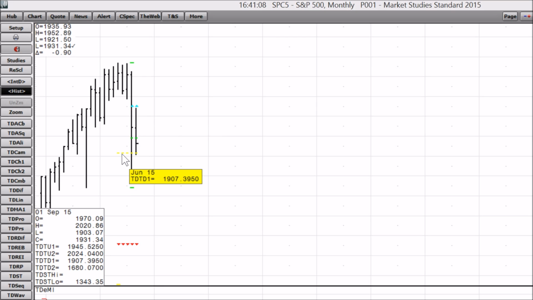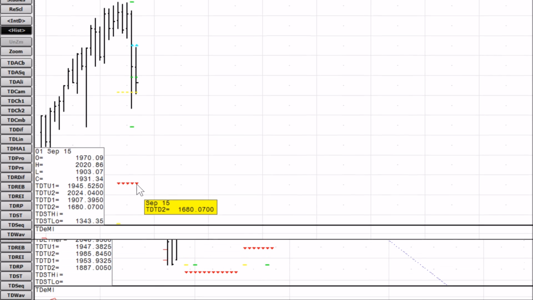Here, if we drop below 1907 on a monthly basis, so this is looking out several weeks or several months, below 1907, 1680 is within the realm of reason for the S&P 500, and we'll look at some Fibonacci numbers to put this in perspective a little bit later in this video.